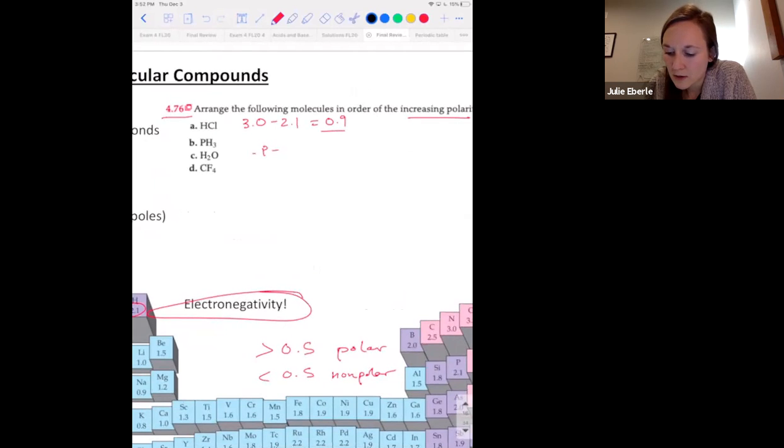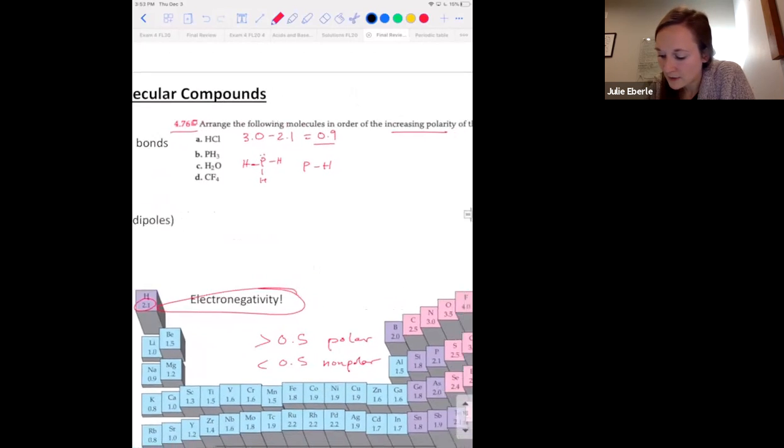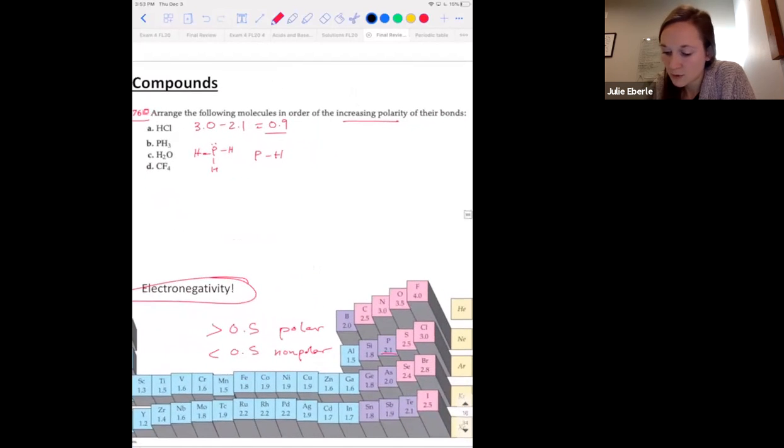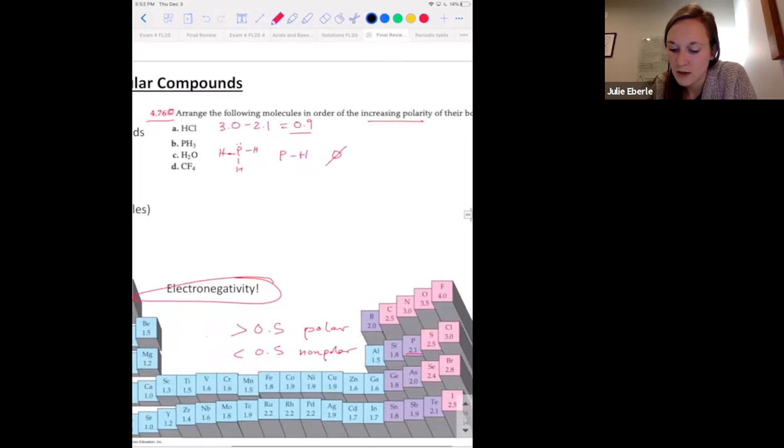PH3. If you look at this molecule, we've got 3 bonds, sure, but they're all identical. So we're really just examining a phosphorus-hydrogen bond. So again, hydrogen's 2.1, phosphorus is also 2.1. So the difference there is 0. 2.1 minus 2.1. C is water. So we have 2 identical bonds here. It's just an oxygen-hydrogen bond. Oxygen is 3.5. Hydrogen, again, is 2.1. So the difference is 1.4.